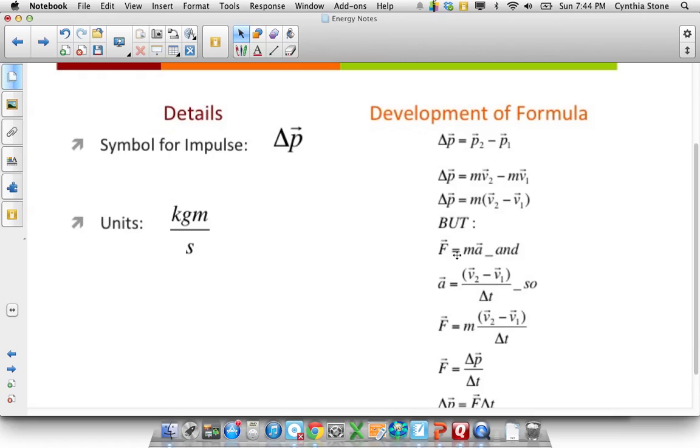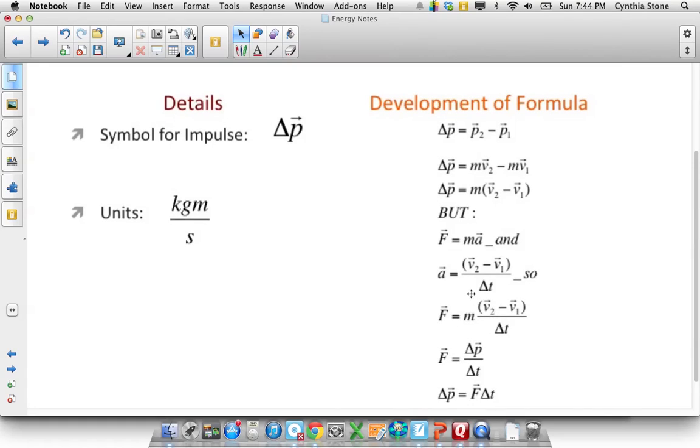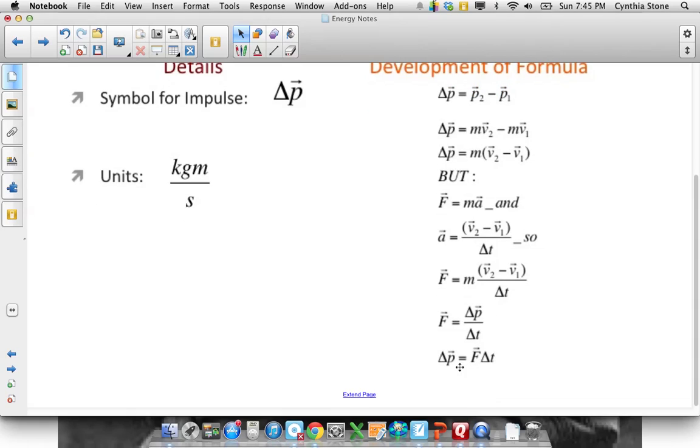Since I know that force is mass times acceleration, and acceleration equals this, then I'm going to replace, in my force formula, the acceleration, the m(v2 minus v1) part, with change in p. So then force is change in p over change in t. So that impulse is force times change in time.